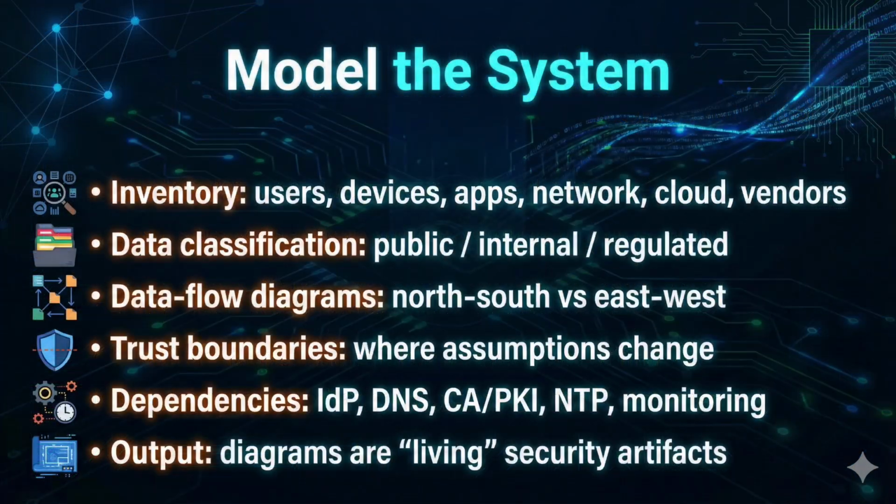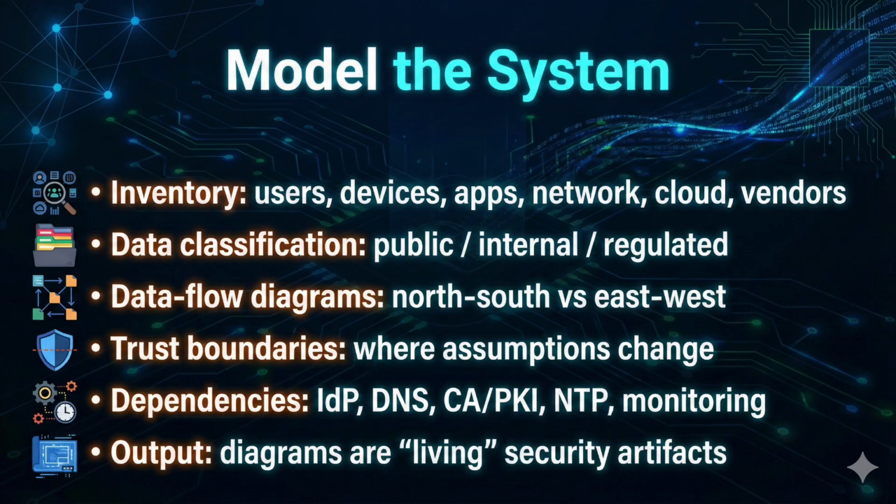Now we model the system. In networking, modeling means making the invisible visible. Start with an inventory: users, endpoints, servers, network devices, cloud resources, and third-party connections. Add data classification. Which flows carry public data, internal data, or regulated data.